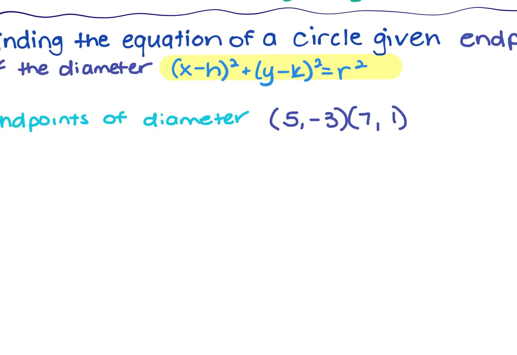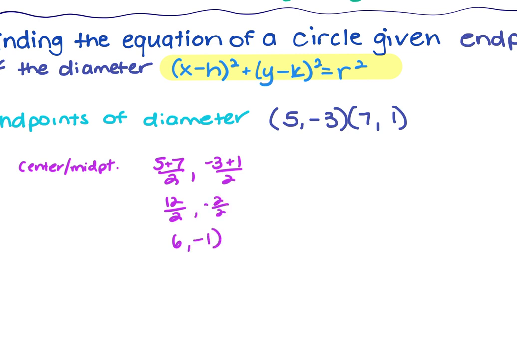So the first thing you're going to find is the center, and that means it's the midpoint between the endpoints of the diameter. So 5 plus 7 over 2. And negative 3 plus 1 over 2. And I get 12 over 2, which is 6, and negative 2 over 2, which is negative 1. That's my center, so that's going to be my h and my k. Now, again, to do the radius, you could find the distance between that point and either endpoint, but then you're going to have to square it to put it back into the equation, which is fine. It works, but it's one extra step.